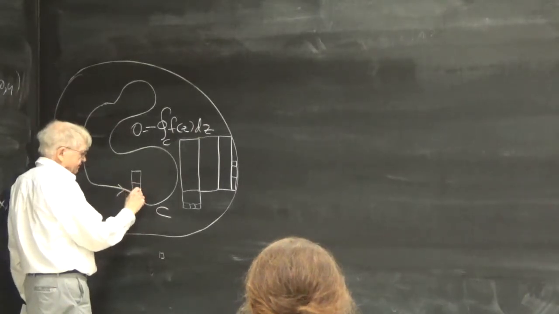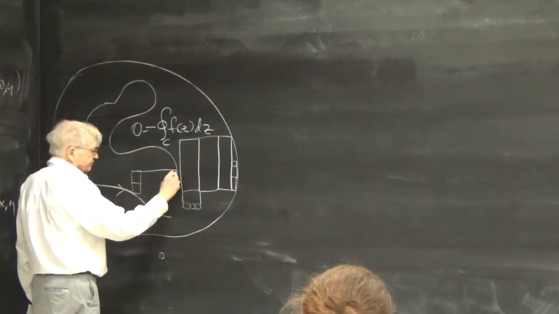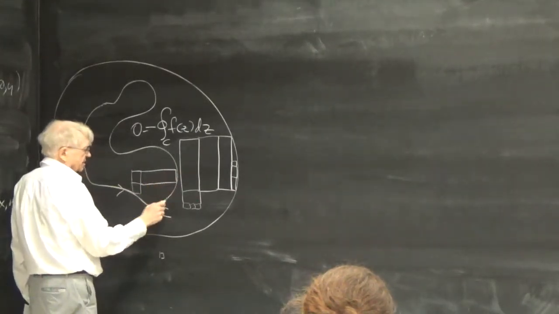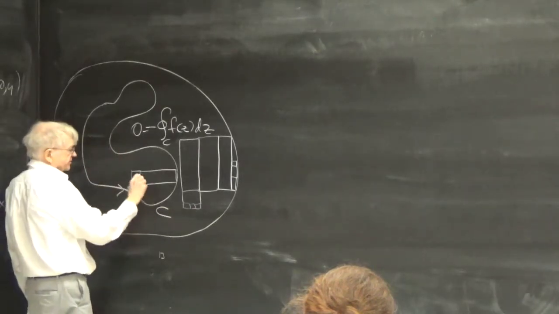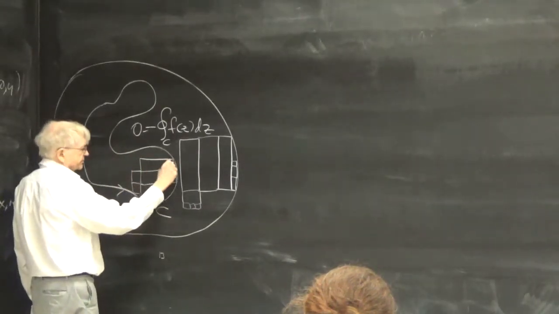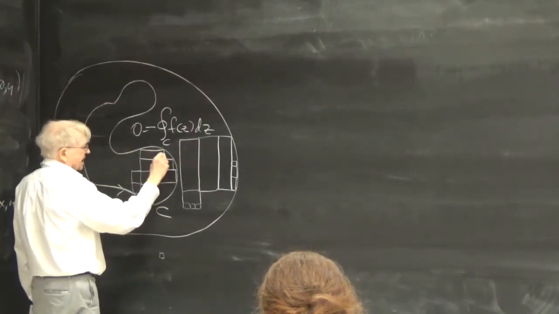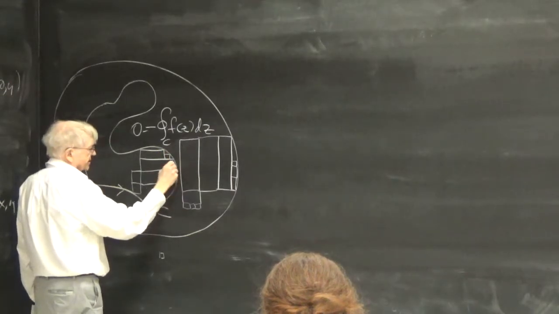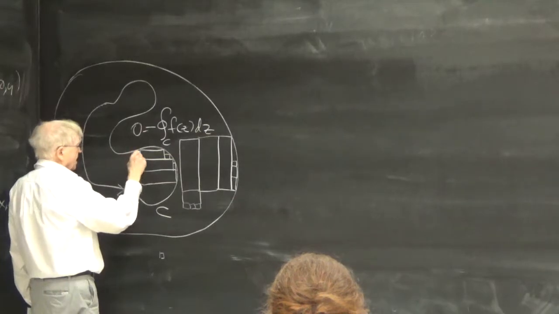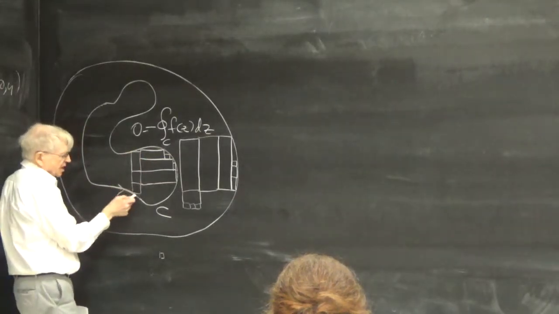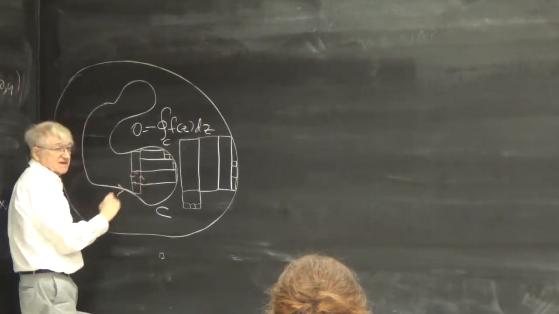More importantly, in fact, we can cover the region inside the closed contour with rectangles, like this and so forth. And now the integral of f of z around each rectangle is going to be 0.